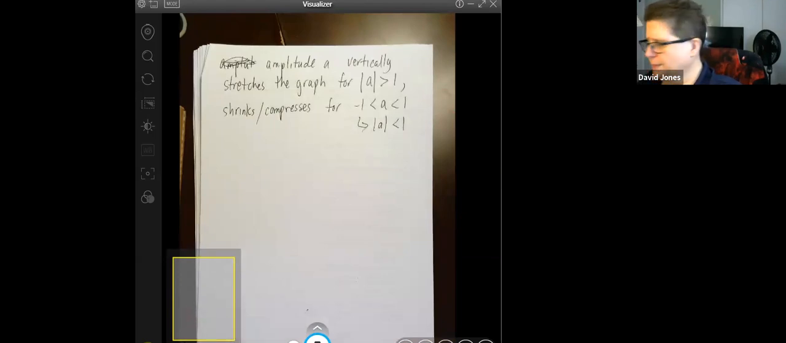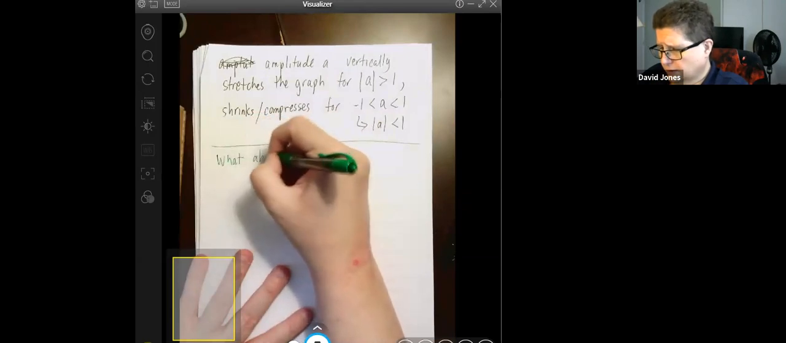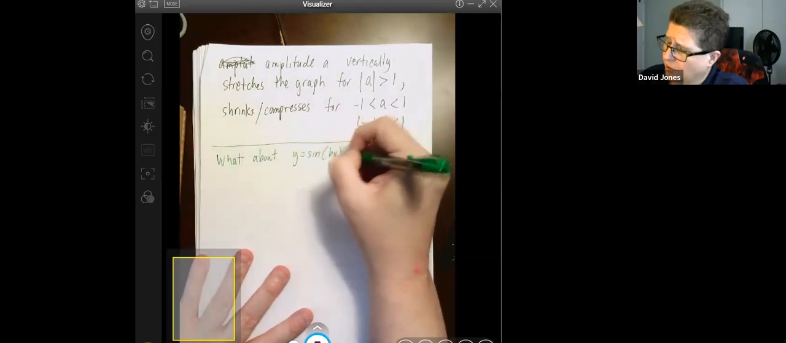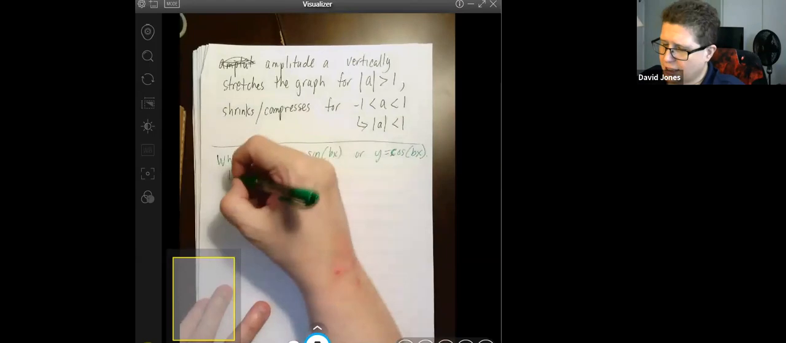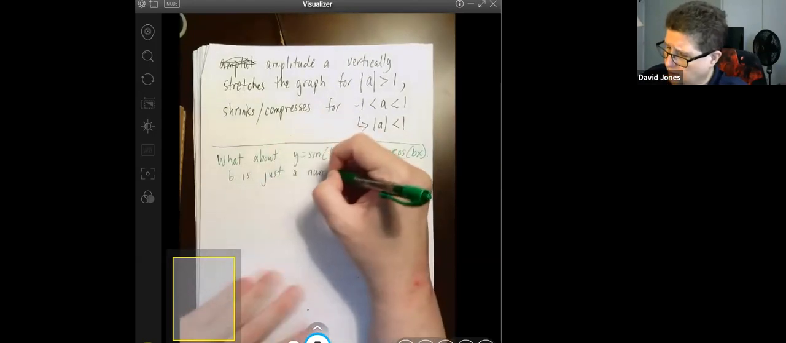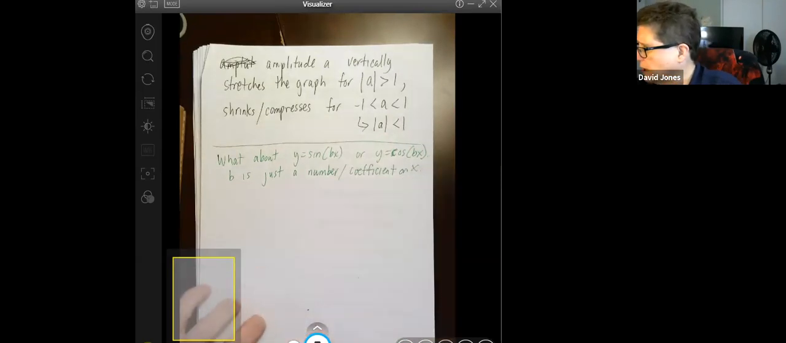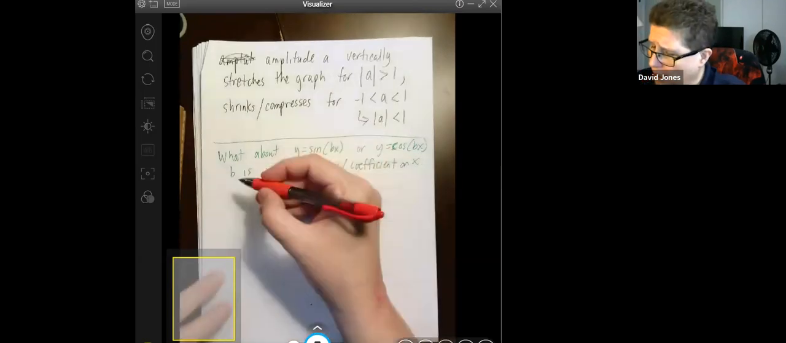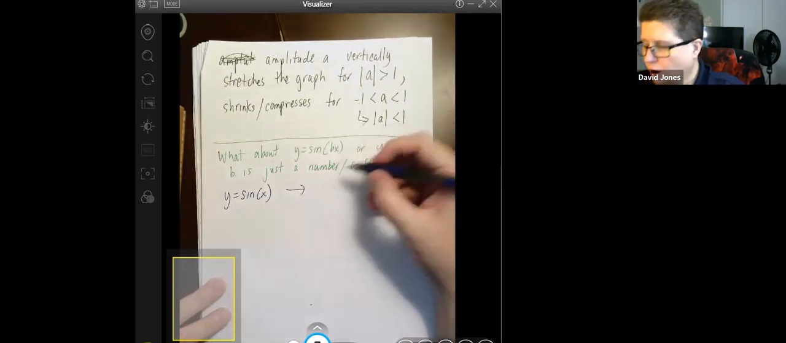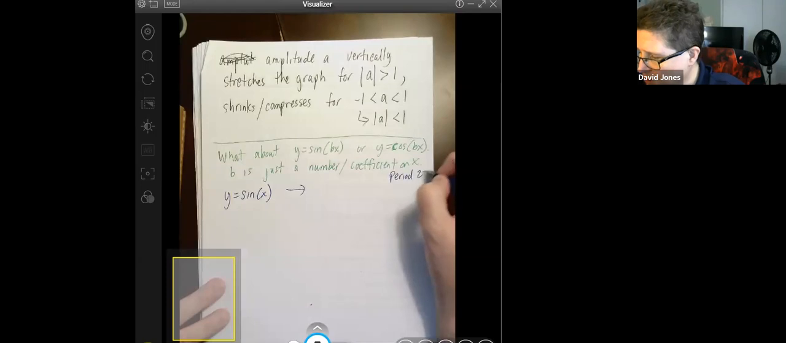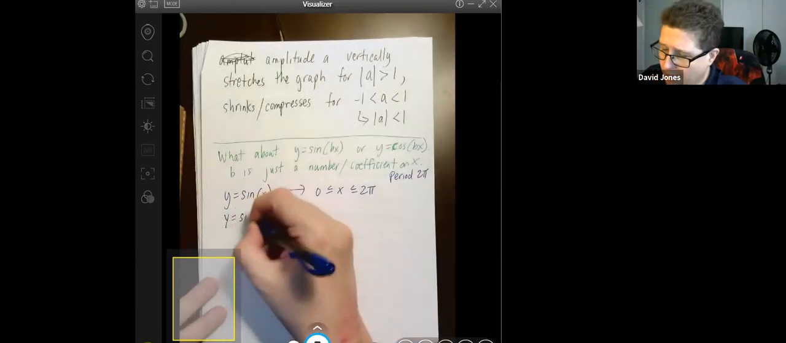So that's that. What happens if we put the coefficient on the inside? What about y equals sine bx or y equals cosine bx? Again, b is just a number. It's a coefficient on x in this case. So, well, this is how we can look at it. When y equaled sine x, our period was 2 pi. Let's take a look at what happened on the period of 2 pi. For 0 less than or equal to x less than or equal to 2 pi, there was a fixed thing and it repeated. What happens when we make it bx?